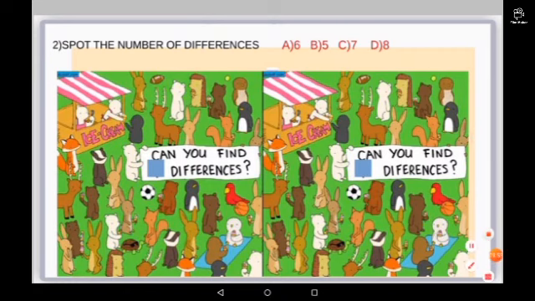Now the next question is, spot the number of differences. Nobody has any doubts. Actually, the number of differences out here is 7.